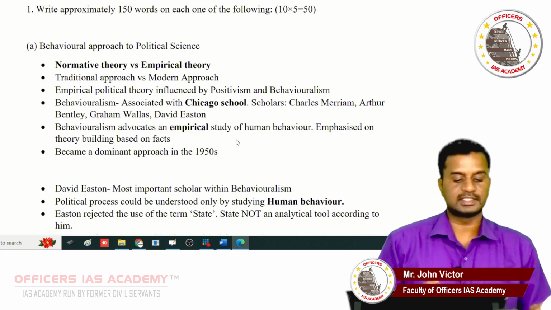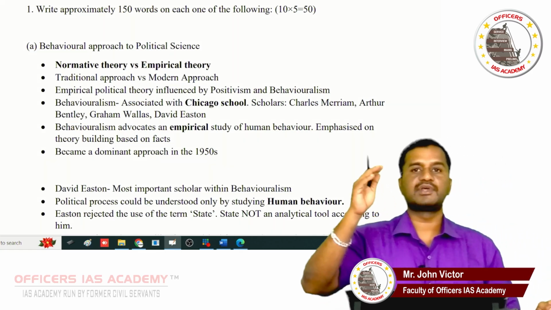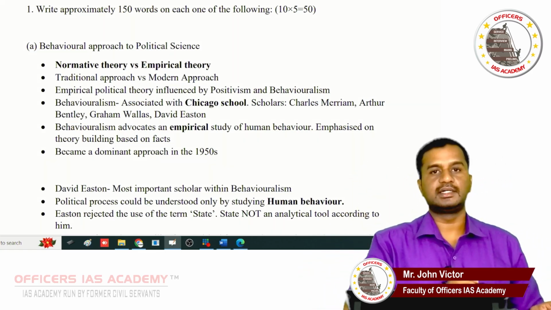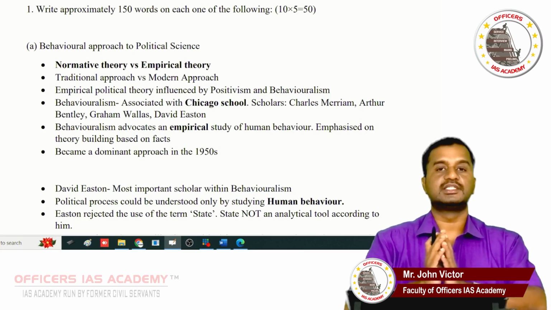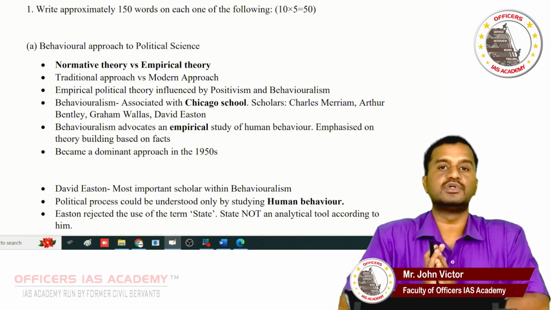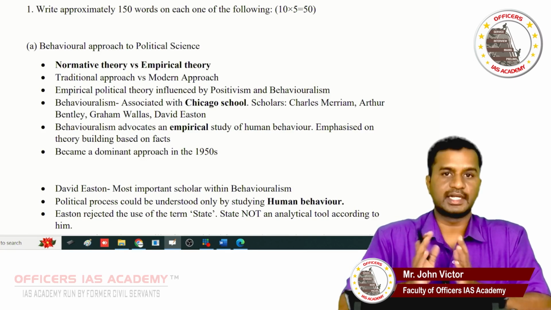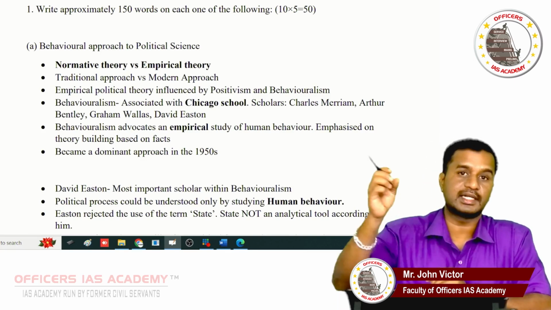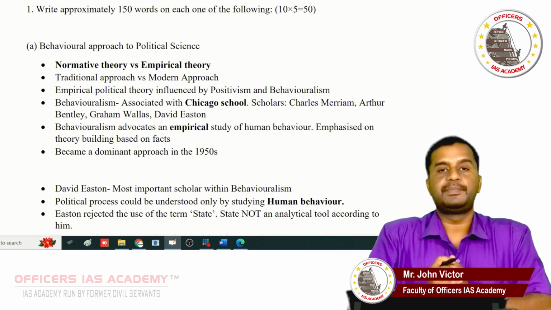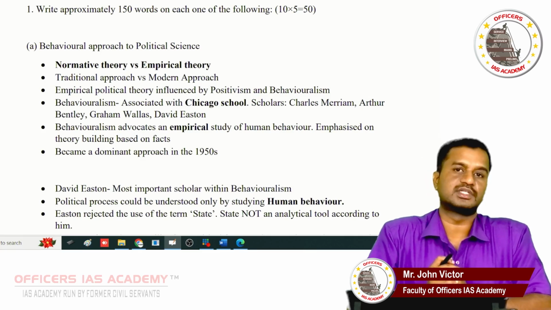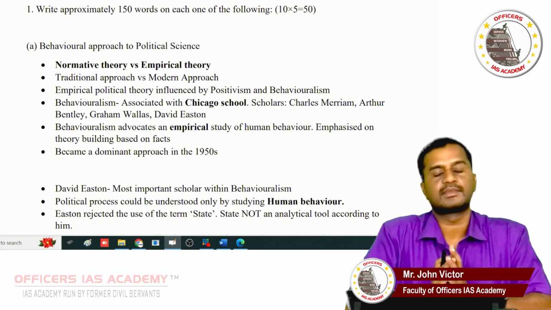Behavioral approach to political science. Behavioral approach comes under the modern approach. It is associated with the Chicago School. The most important scholar is David Easton. Empirical approach is scientific. It gives importance to facts and evidence. The empirical approach to political science got strengthened after the Second World War.